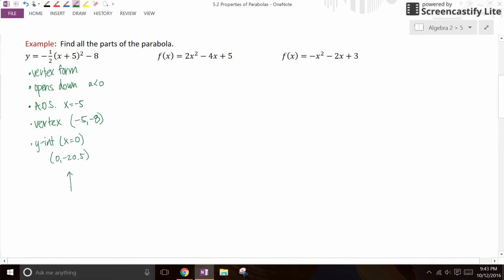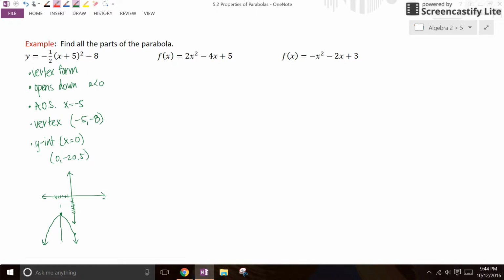And even if I had to, I could graph it now. I could be like, well, look, you're going to go to negative 5, negative 8, 1, 2, 3, 4, 5, 6, 7, 8. So negative 5, negative 8 is right here. And then I know it opens down, and here's your axis of symmetry. Here's your graph, right? Done. Something as simple as that.